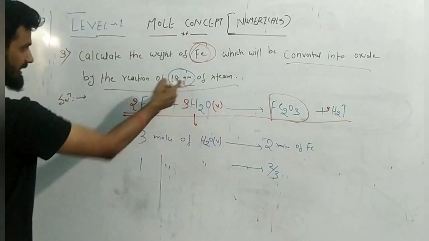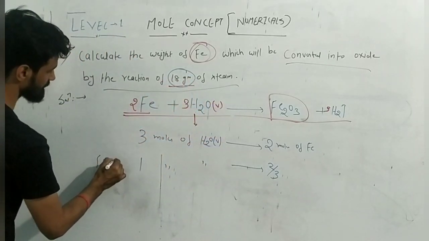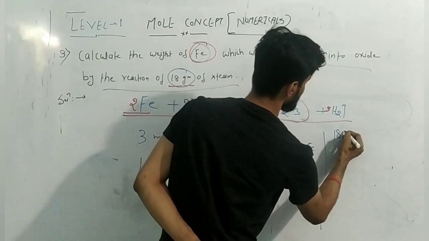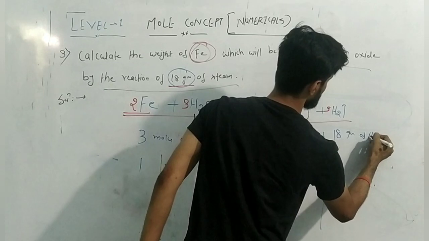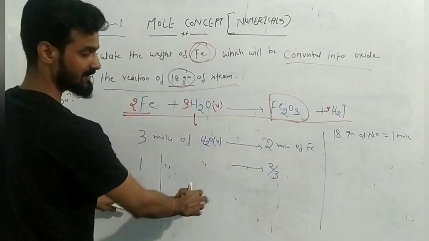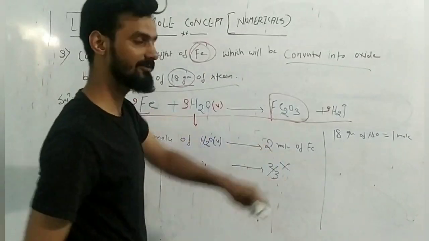Now just calculate 18 gram of, I am calculating here. If you calculate 18 gram of H2O, that means that is 1 mole. So 1 mole will be here. So 2 by 3 moles of Fe required.